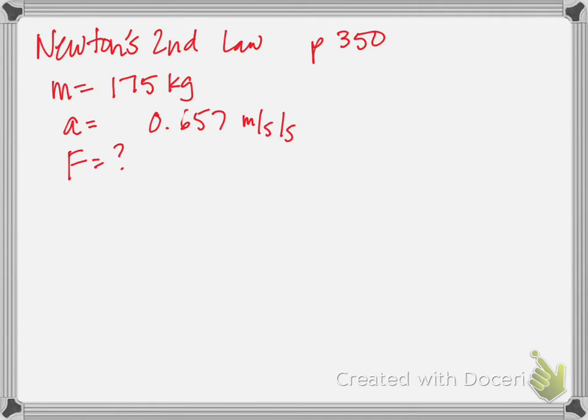So our formula for Newton's second law is just F equals ma. It's probably one that you've heard before, but if not, no worries. So we have our data table, we have our formula, and now we can substitute, or plug and chug.